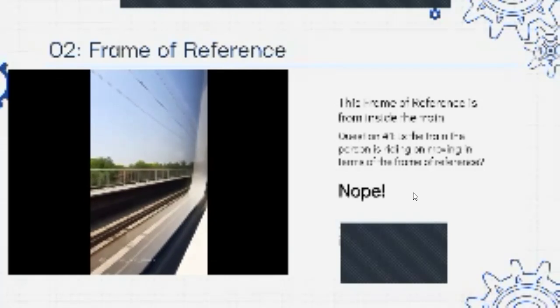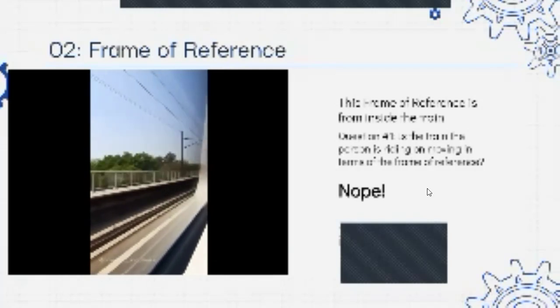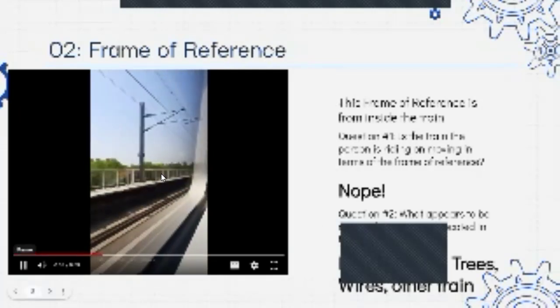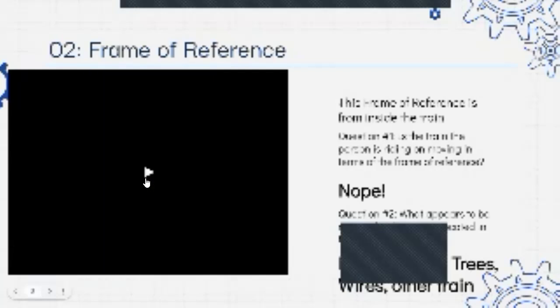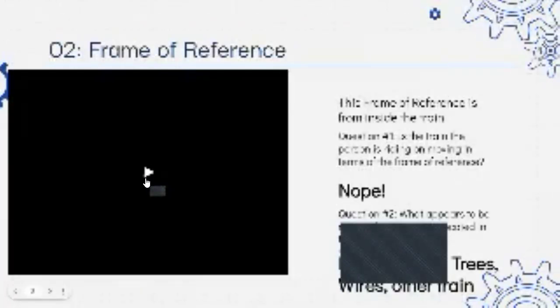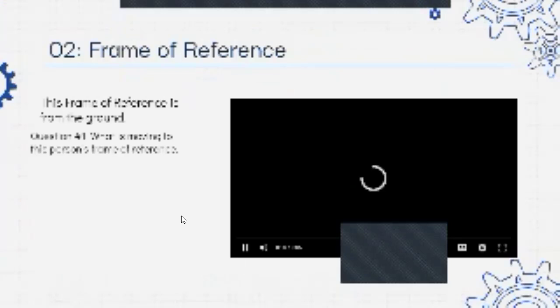So is the train the person is riding on moving in terms of the frame of reference? No, everything else is. Everything else appears to be moving. Let's look at it again. The railings, the wires, this other train, they all appear to be moving as opposed to us moving, even though we are the ones that are definitely moving, because the last time I checked, trees, rails, and posts aren't able to move. Now, I know there's a lot of AI out there, but I doubt it. All right. So continuing with the frame of reference, right? Another thing. This frame of reference looks to this person's reference.